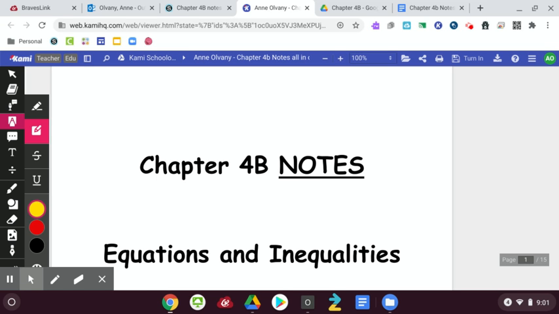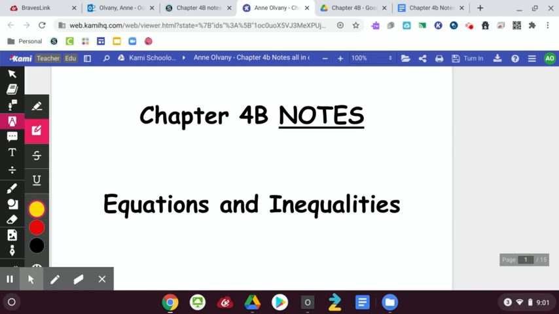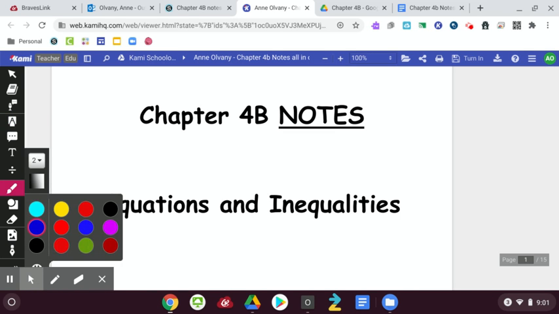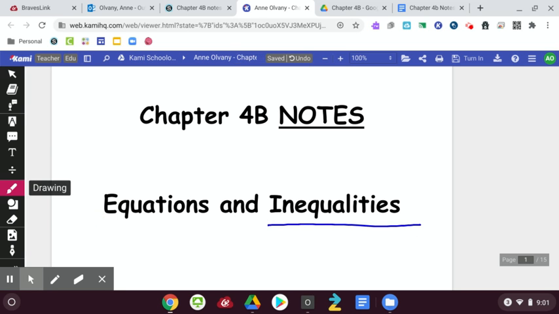Welcome to 2021, where we are going to start a new unit. But the good news is it's very much connected to 4A, which was about equations. And now we're going to take a step into inequalities. And we're going to talk about what that means. But basically, inequalities are these things.